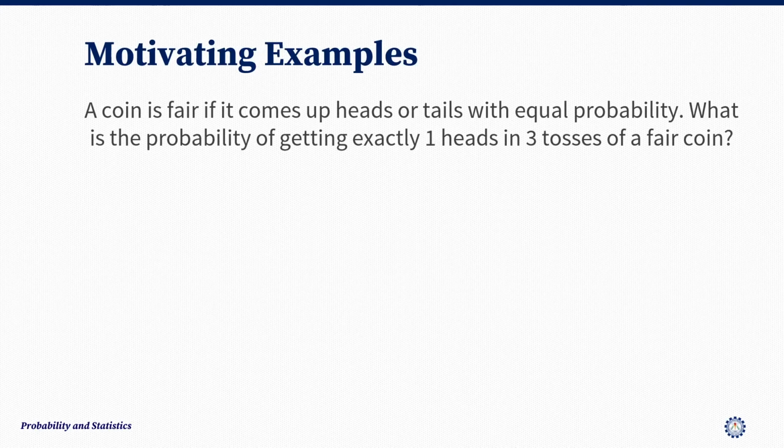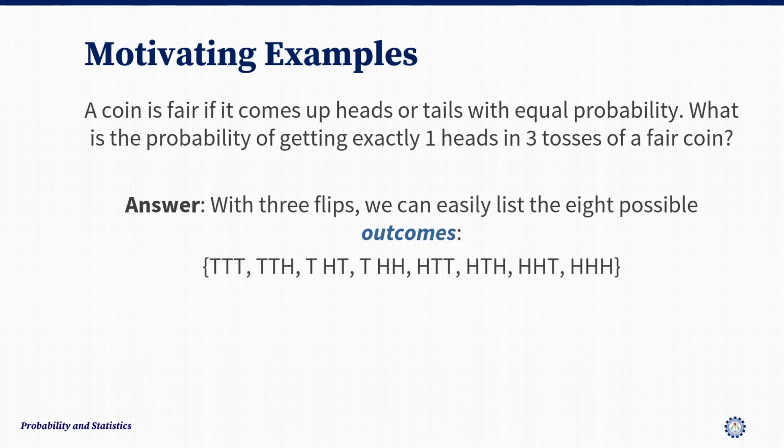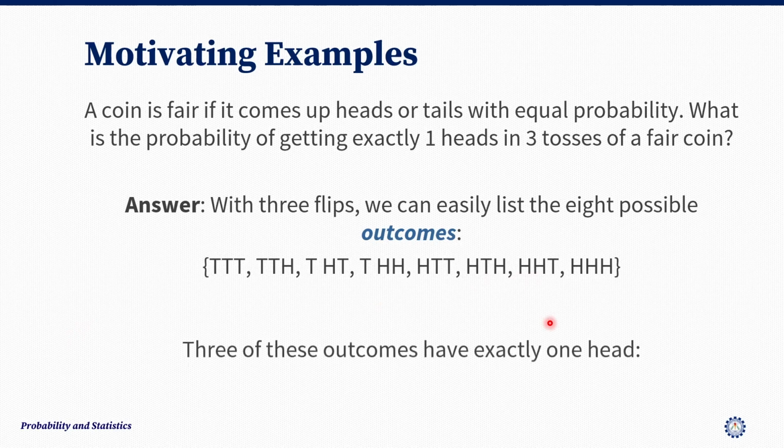To start off with counting, I will first give you an example. A coin is fair if it comes up heads or tails with equal probability. Let's say, for instance, what is the probability of getting exactly one heads in 3 tosses of a fair coin? With 3 flips, we can easily list the 8 possible outcomes. We have TTT, TTH, THT, THH, HTT, HTH, HHT, and HHH.